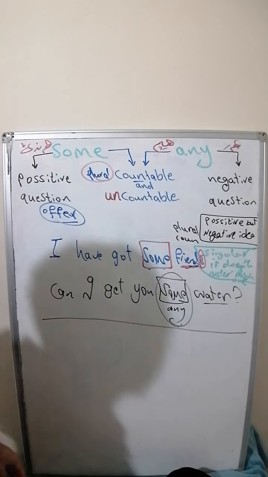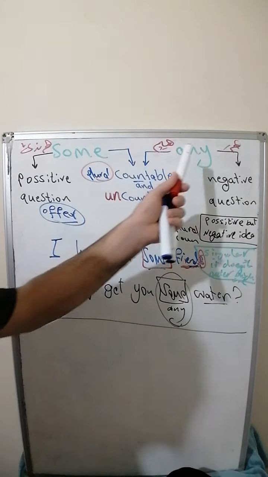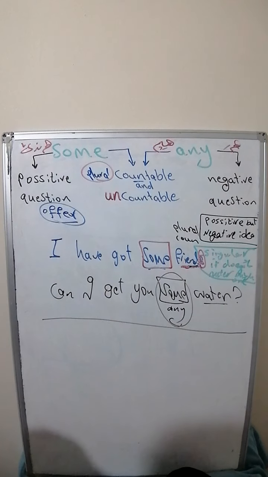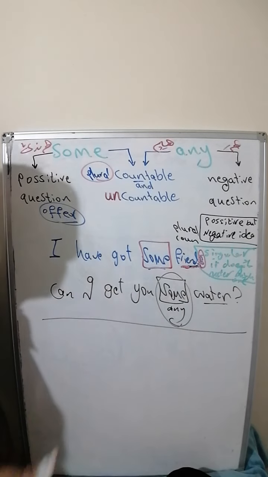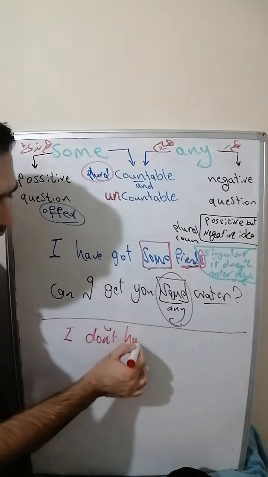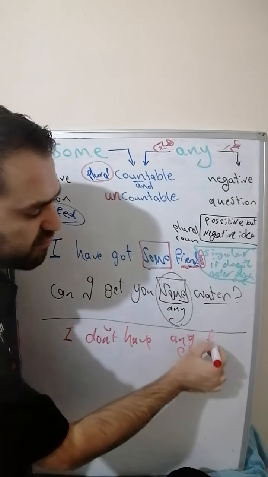So let's move on to any. As I said, any is used with a negative, or with questions where we expect the answer would be no. That's why we're using any. For example, let's start with a negative. I don't have any friends.